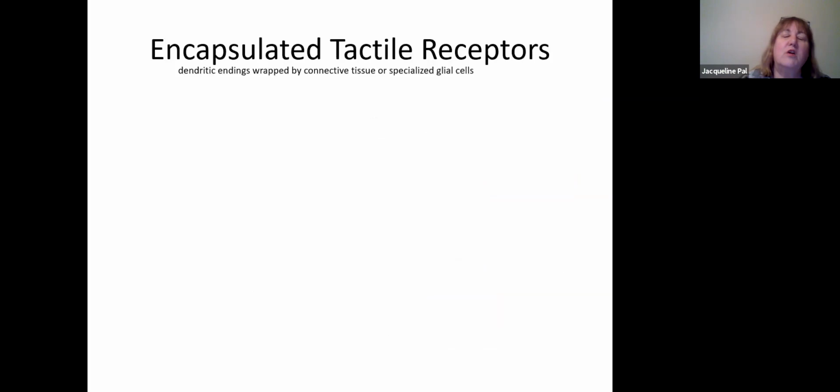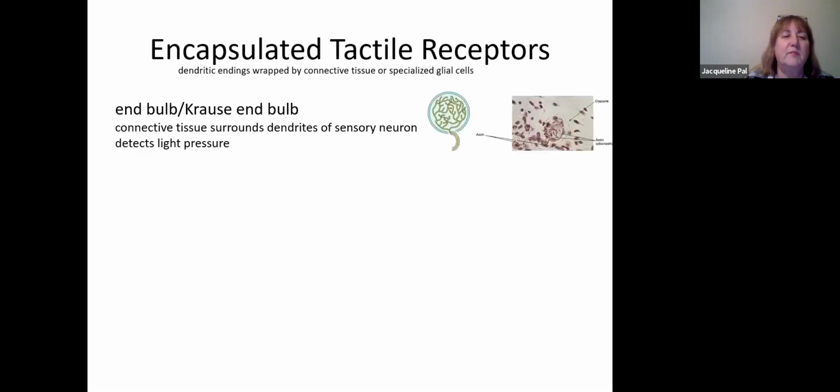And now we're going to go to encapsulated tactile receptors. So in this case, we either have connective tissue or we have glial cells surrounding the dendrites. So stop and think for a second. What type of glial cell might this be? Press pause and think about this before you continue on. Okay, are you ready to see if you're right? Well, we'll get to it shortly.